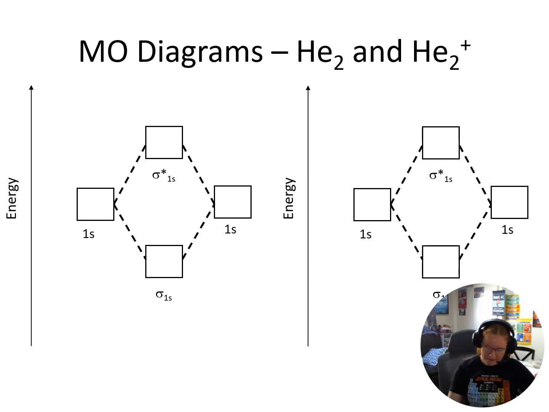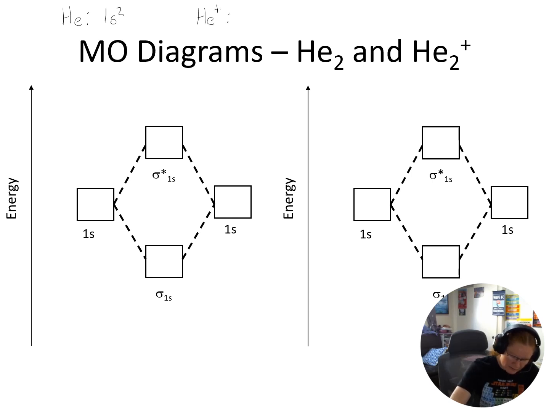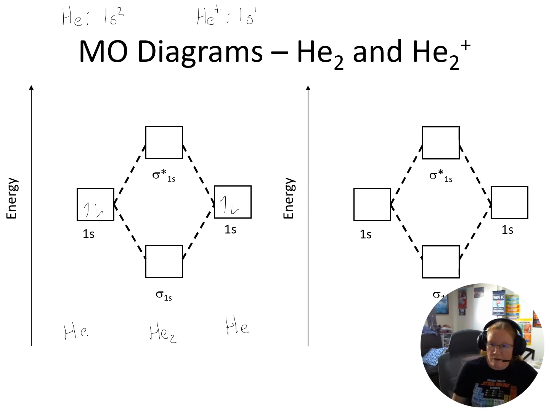I can keep drawing these diagrams. So I can do helium and then helium with a plus. My isolated helium is going to be 1s2. A helium cation means it's lost an electron, so that's 1s1. So we'll look at our helium. We get 1, 2, 1, 2, so I have a total of 4 electrons that I need to consider: 1, 2, 3, 4. I fully filled both my sigma and my sigma star.